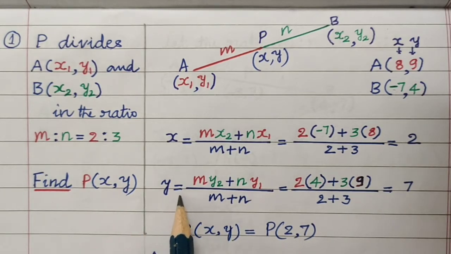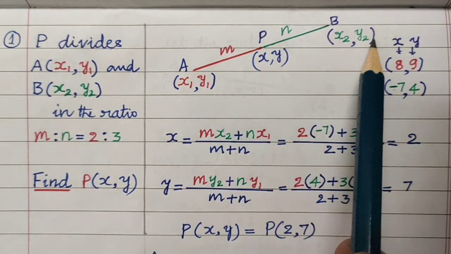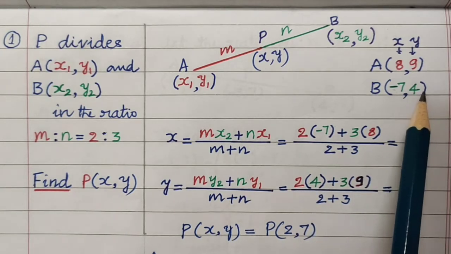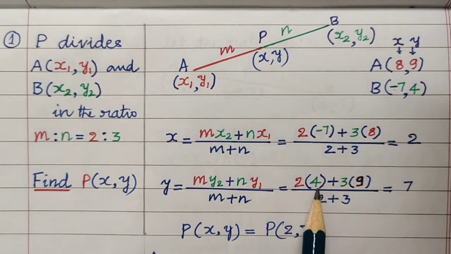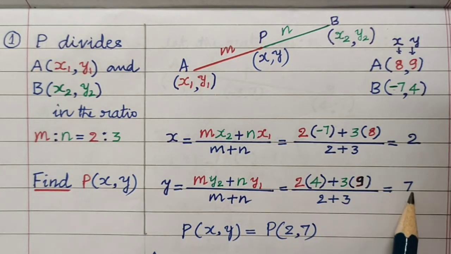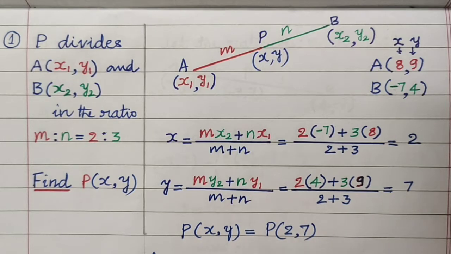We know that y is given by m into y2 plus n into y1 divided by m plus n, that is equal to 2 into 4, since y2 is 4 and y1 is 9, plus n is 3 into y1 is 9, divided by 2 plus 3, that will give 7. The coordinates of P(x, y) are (2, 7).